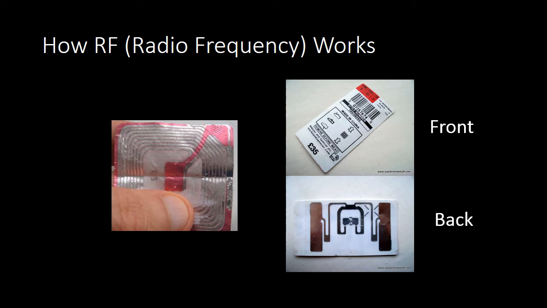They are popular in this application because they can be scanned at speed and at quite a distance. RF tags are sometimes known as transponders or chipless RFID tags.